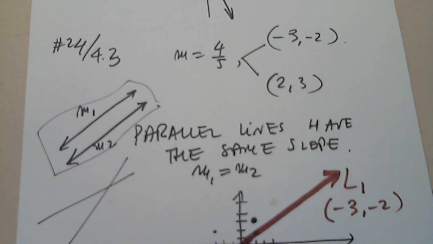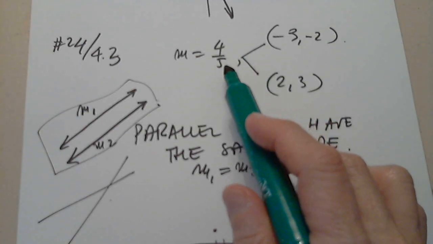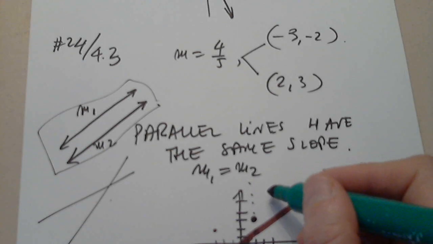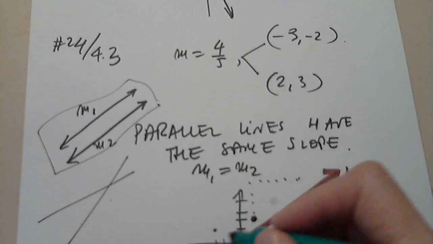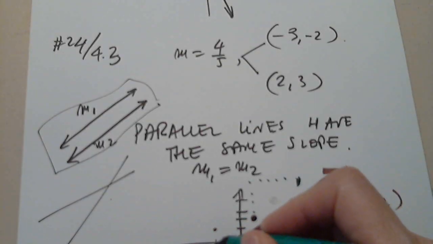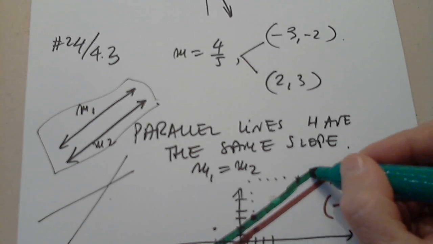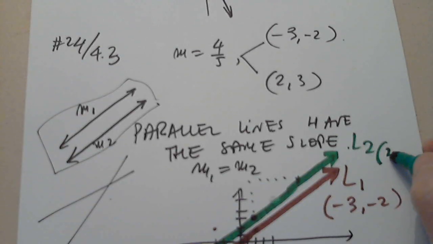Now the other line has to be parallel to this one. Good. So I have 2, 3. I have to go up 4, 5 to the right. 1, 2, 3, 4. 1, 2, 3, 4, 5. They have to be parallel because they have the same slope. So this is line L2 passing through 2, 3.